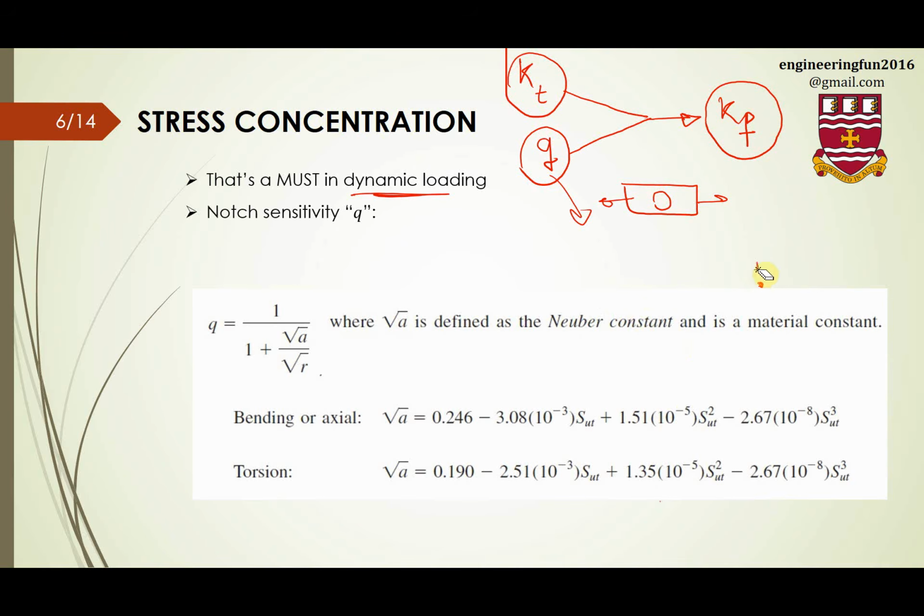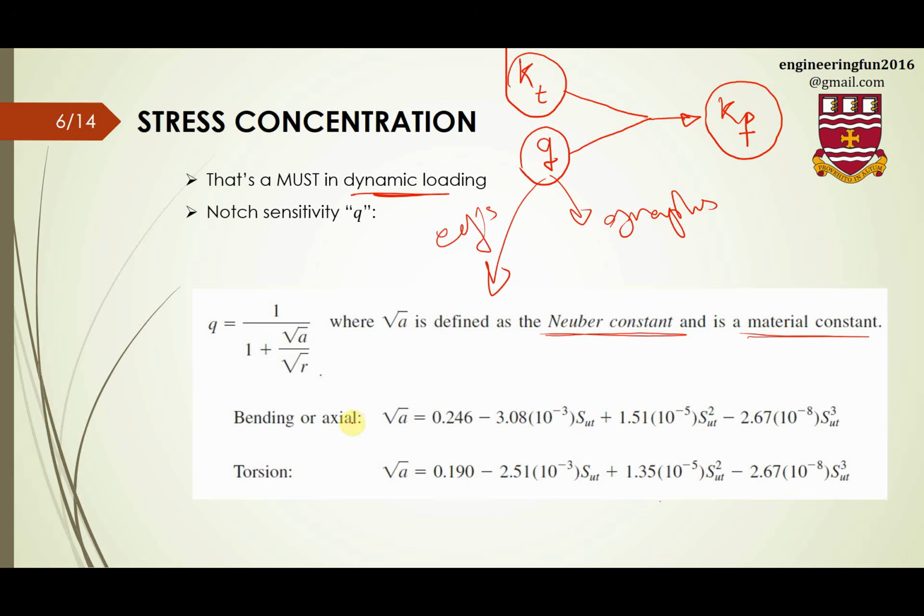The first way to find Q was from graphs, and the second way is from equations. Q can be found from this equation, 1 over 1 plus square root of a over r. We don't have any problems with r. This is the notch radius. But what is square root of a? The square root of a is the Neuber constant and is a material constant. It depends on the type of loading that we have.